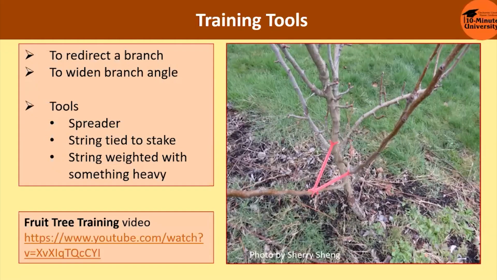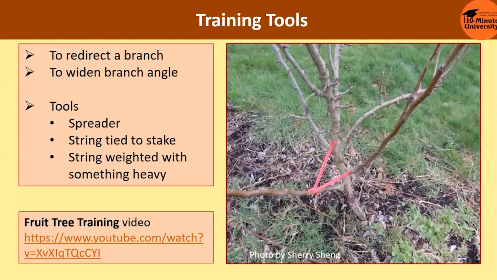If there is a branch going a direction that you don't like and you want to move it, you want to point it, let's say 20 degrees to the right, you simply drive a stake into the ground, tie a string to it, and connect it to the branch on the other side, and basically gently tugging the branch as it grows.